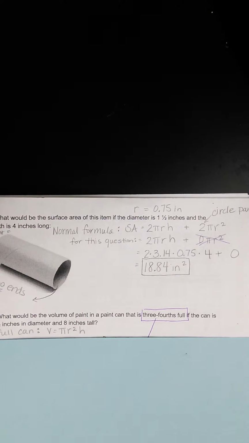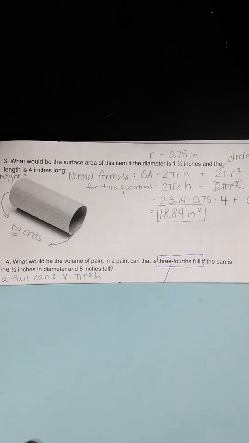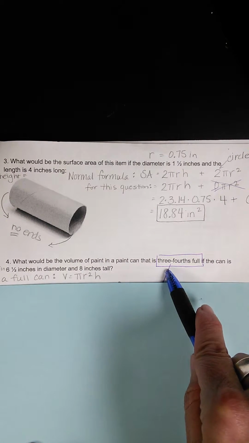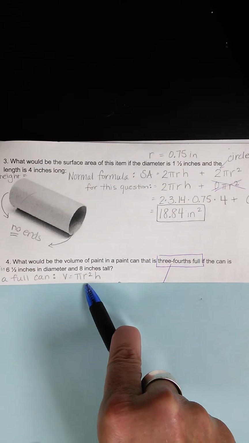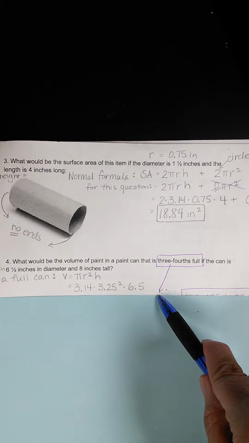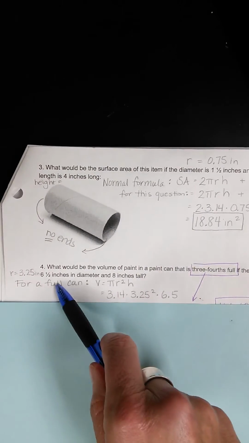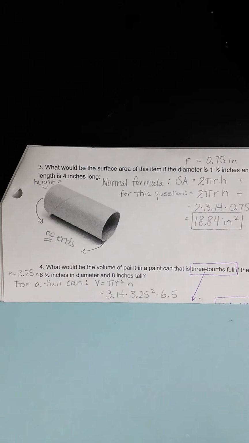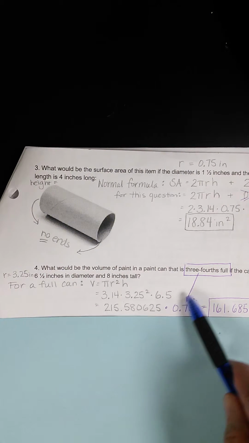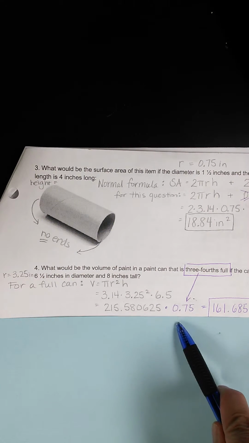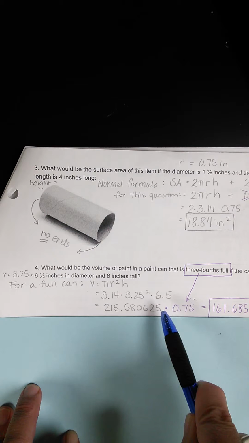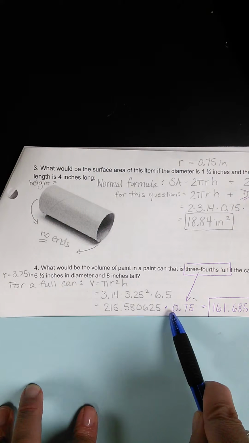For this one, number 4, we have a volume of paint in a paint can if it is 3/4 full. The full can volume formula would be here, and I'm going to just go ahead and follow that formula as if it was for a full can. Note I take that 6.5 inches to make it 3.25 for a radius. I'm going to find that volume for that whole can, but at the end, I'm going to multiply it by 0.75, which is that 3/4. I want to know what 3/4 of a full can would be.